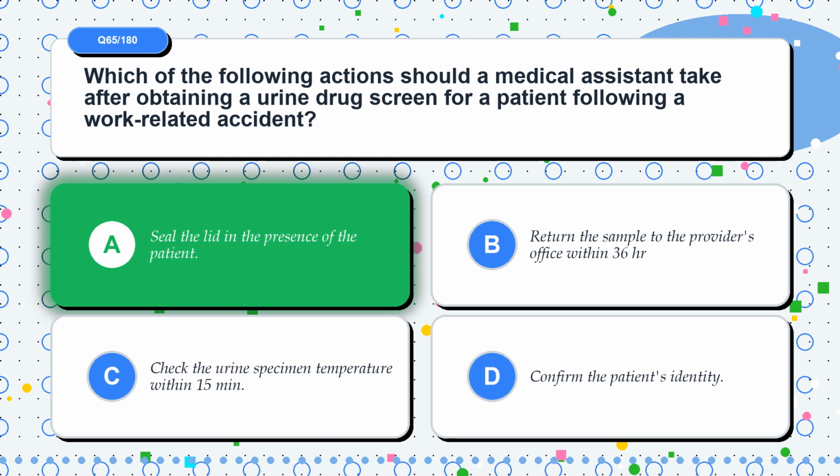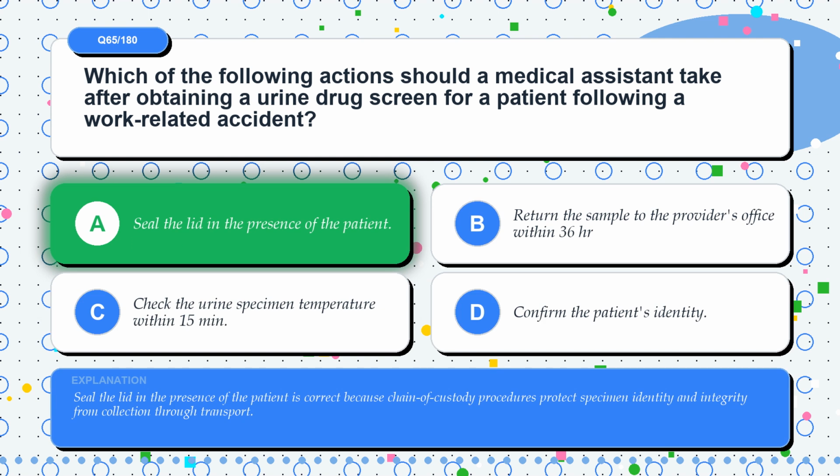The correct answer is option A. Seal the lid in the presence of the patient. Seal the lid in the presence of the patient is correct because chain of custody procedures protect specimen identity and integrity from collection through transport.